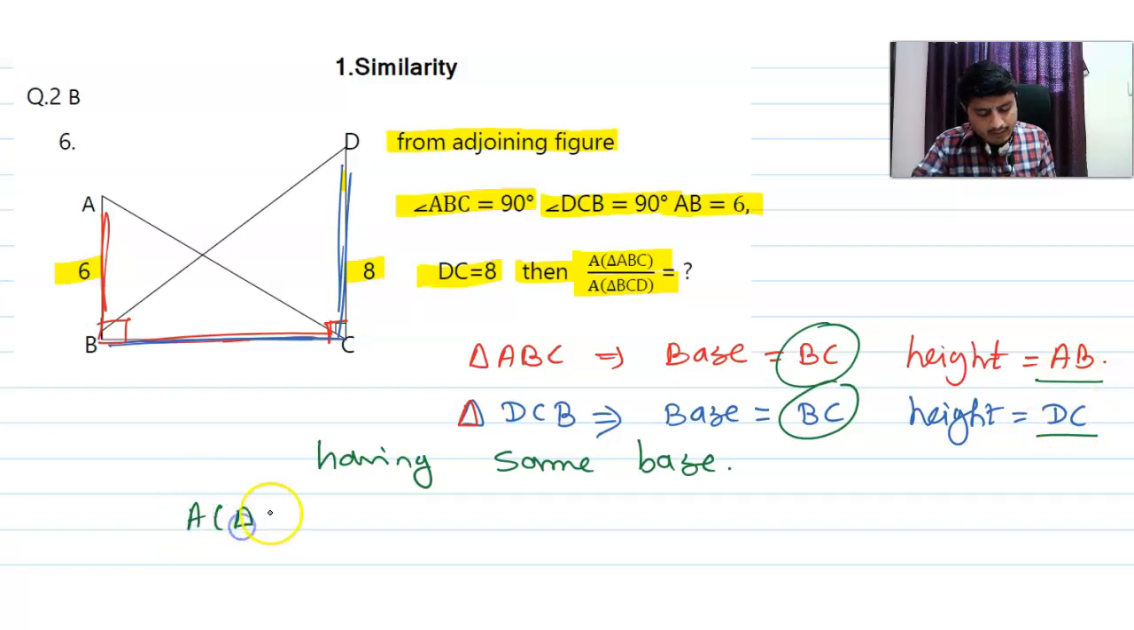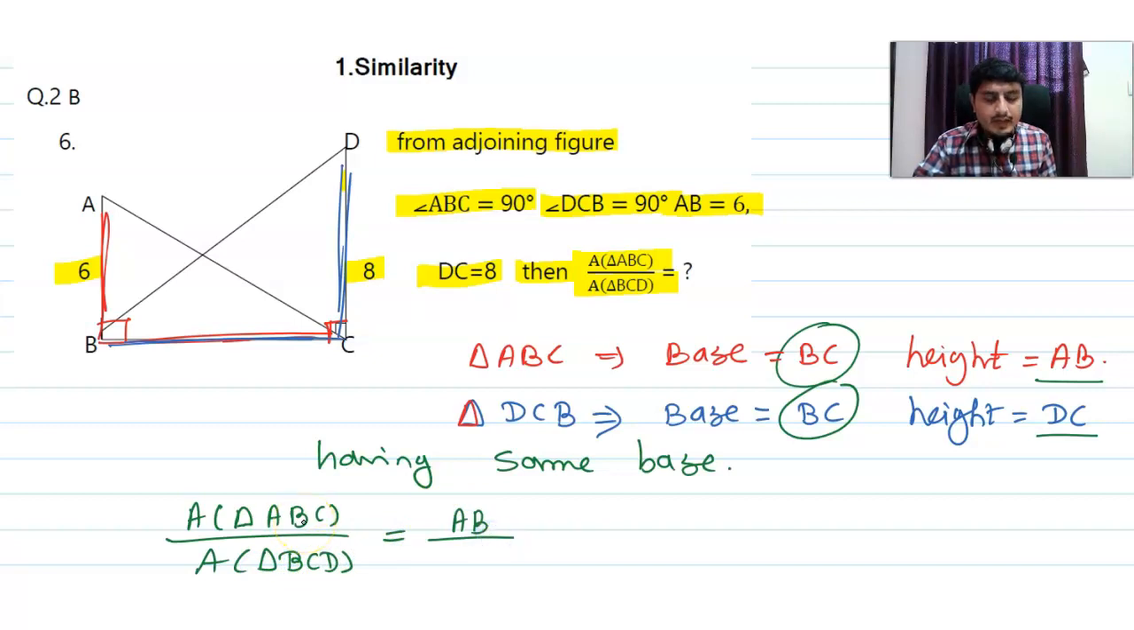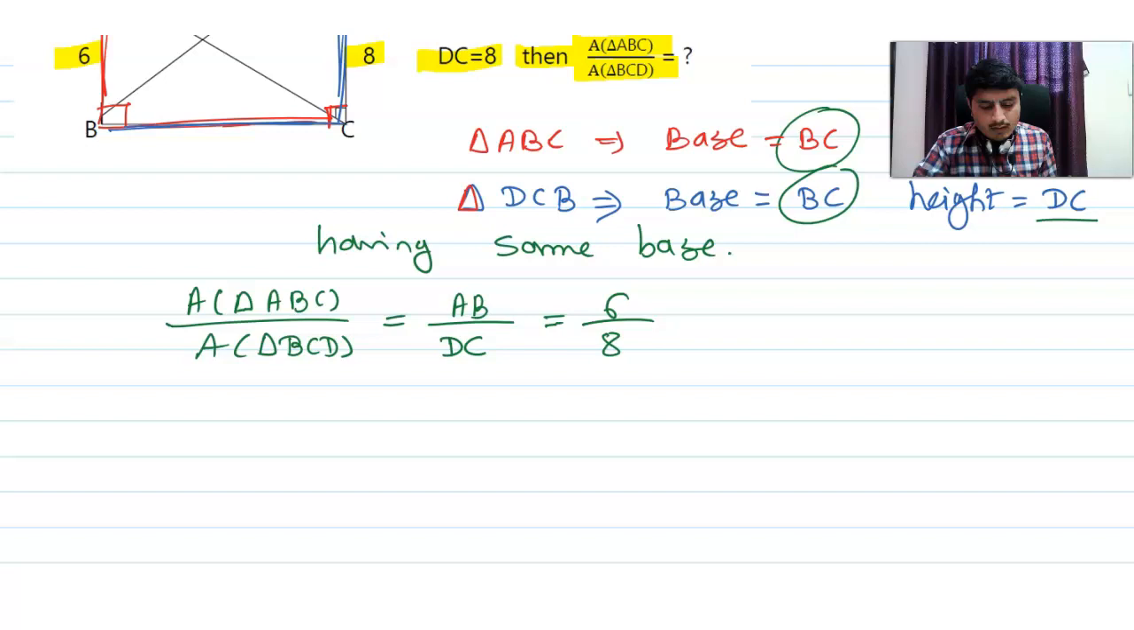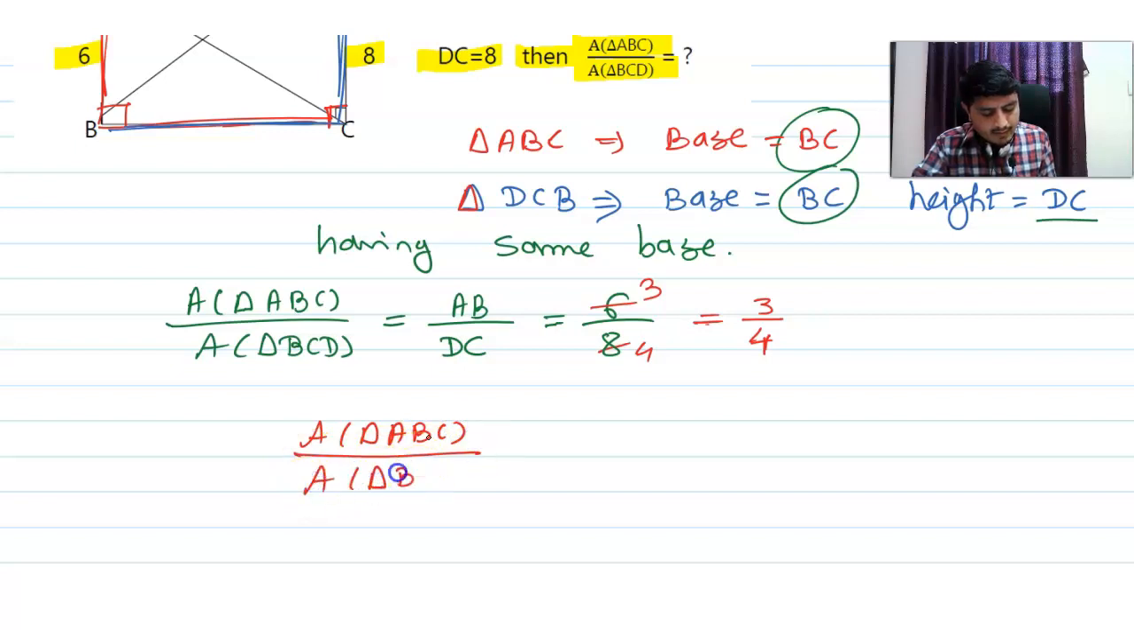So we can write the area of triangle ABC divided by the area of triangle BCD equals the heights, AB for triangle ABC and DC for triangle BCD. AB value is 6, DC value is 8. Now we know 2 3s are 6, 2 4s are 8. So we have the ratio 3 by 4. So the area of triangle ABC divided by the area of triangle BCD equals 3 by 4. Hence we have our answer here.